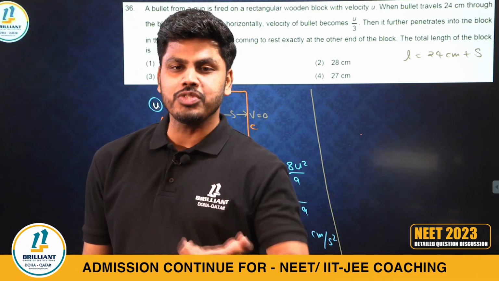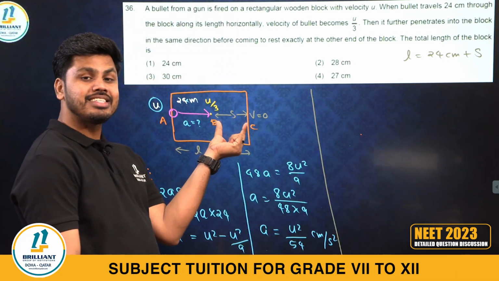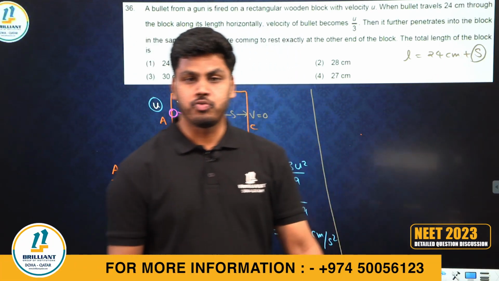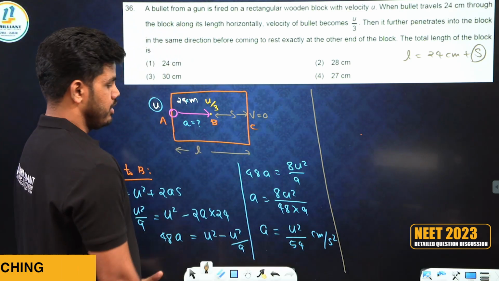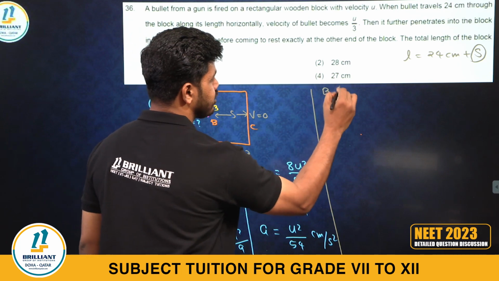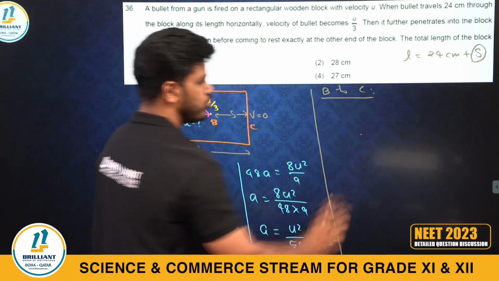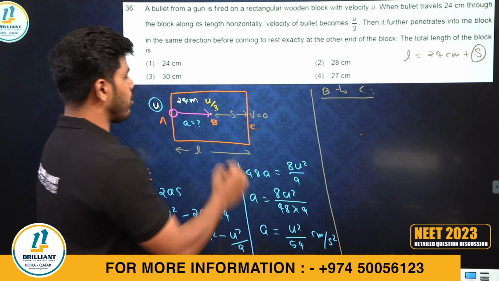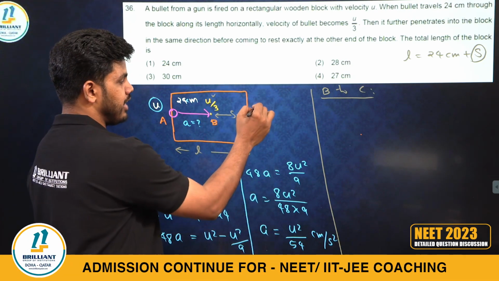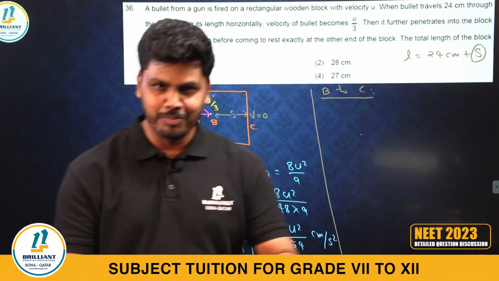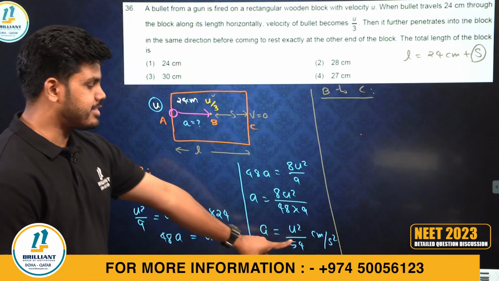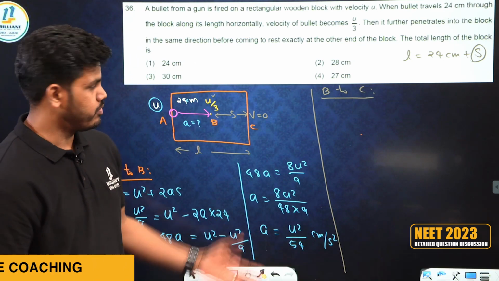Yes. How does this value help us to find out the remaining distance? I told you the remaining distance S is to be calculated to find out the total length of the block. See how that value A helps. Now you can consider motion from B to C only. Just the rest of the motion, B to C. What is the initial velocity at the point B? It is u by 3. What is the final velocity at C? 0. Bullet comes to rest. What is the displacement to be calculated? And what is acceleration? U square by 54. So we have all the values.